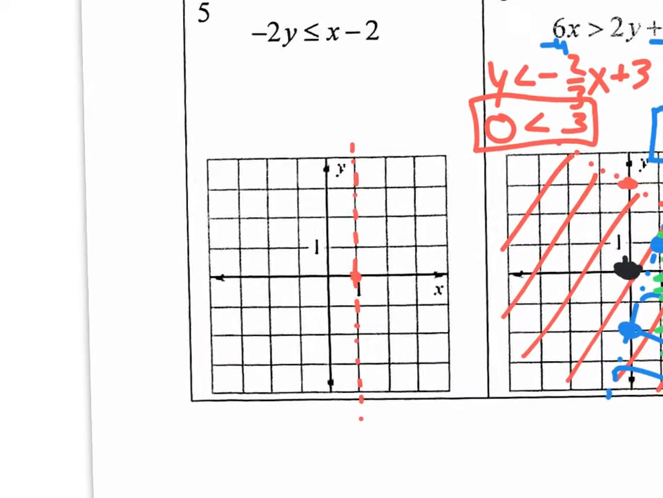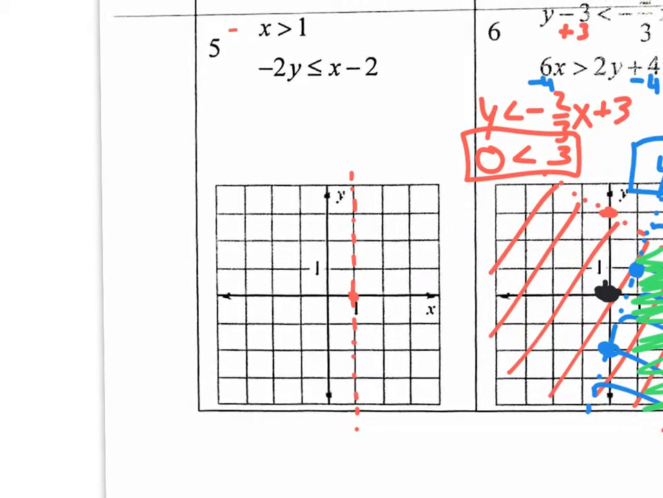And now I need to shade in either the left side or the right side. Let's test the point 0, 0. If you plug in a 0 for x and a 0 for y, it's going to say 0 is greater than, there is no y, so you don't have to worry about it. It just says 0 is greater than 1. What do you think? False. So do I shade in the left side or the right side? The right side.